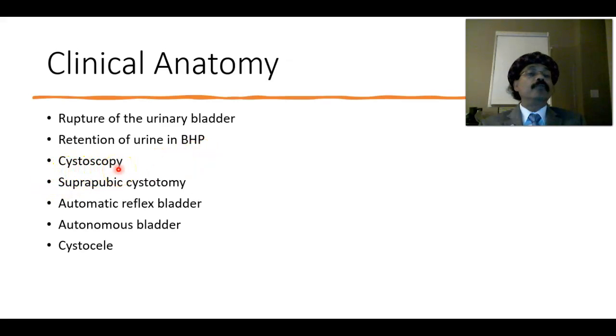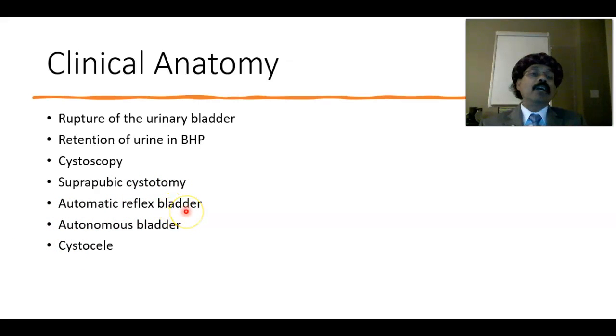Cystoscopy is a procedure to look inside the bladder. It is done to visualize and find out any pathology inside the bladder. Suprapubic cystotomy is a surgery done on the urinary bladder. What is done? The urinary bladder is filled with normal saline or fluid so that the bladder rises up. Then suprapubic cystotomy is done.